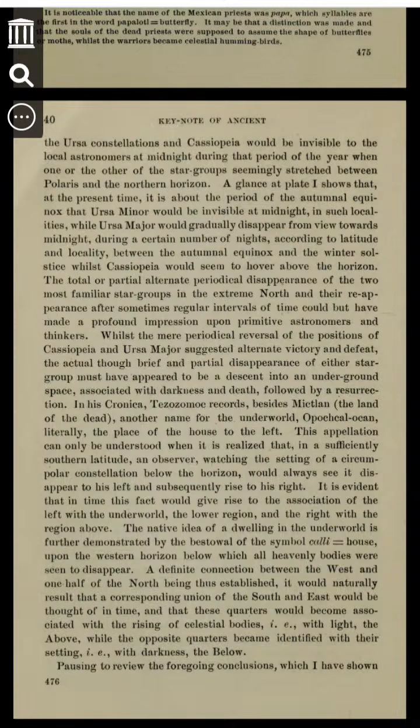A definite connection between the west and one half of the north being thus established, it would naturally result that a corresponding union of the south and east would be thought of in time, and that these quarters would become associated with the rising of celestial bodies, i.e., with light, the above, while the opposite quarters became identified with the setting, i.e., darkness, the below.